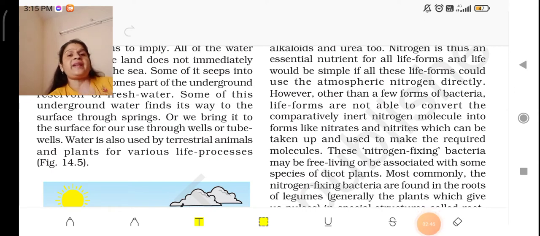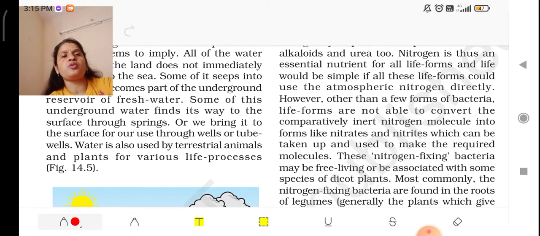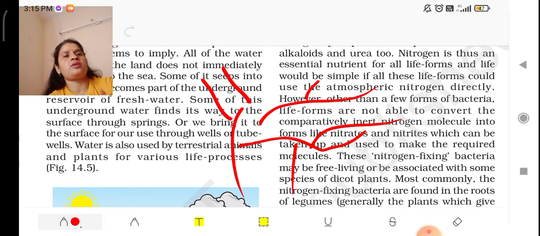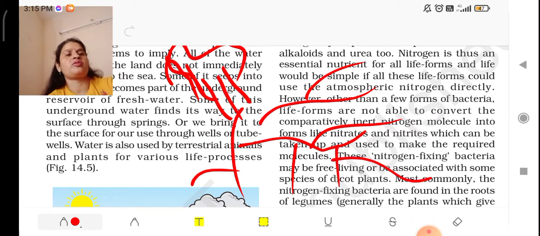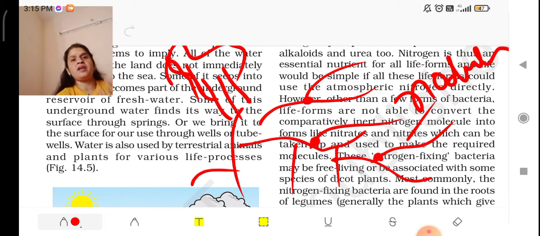But some bacteria are there. Some bacteria can use this nitrogen in free form. So what will these bacteria do for us? These bacteria are actually found in the root nodules. Suppose this is the plant, and these are the roots of the plant. I'm drawing roughly. These parts, these joints, you are seeing, are called nodules, root nodules. Here only these bacteria are found.